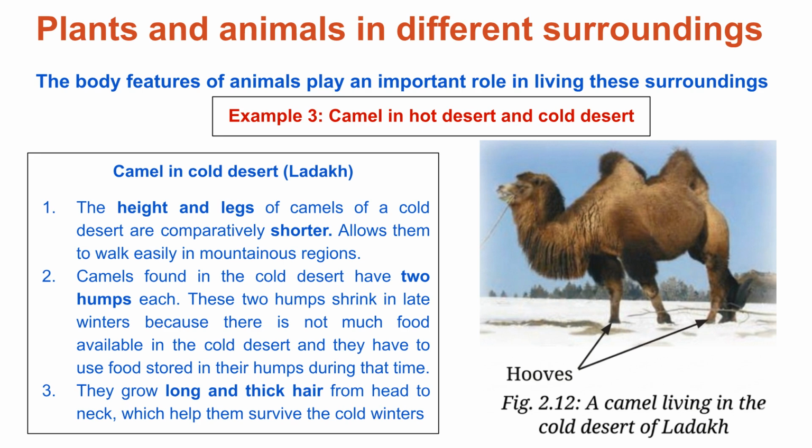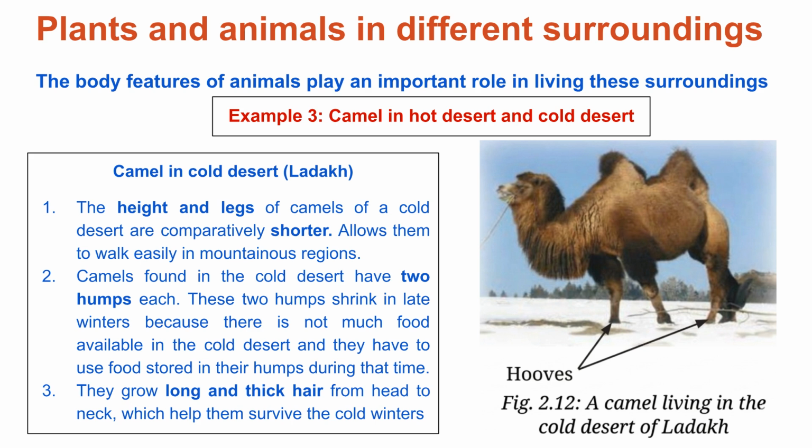Second thing is that in cold desert generally food is not found easily, so they have two humps, and in these two humps they store their food, which is used in winters. These humps can shrink in size when food is not available, and they use the stored food in their humps.